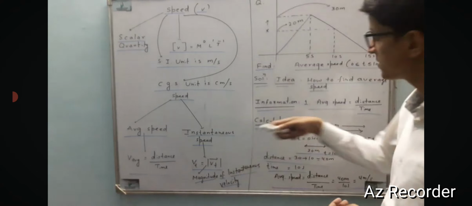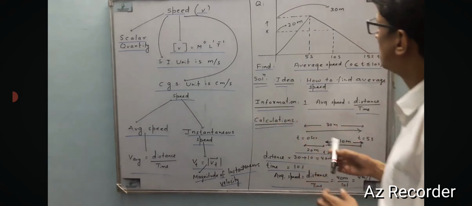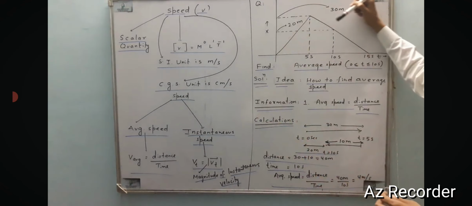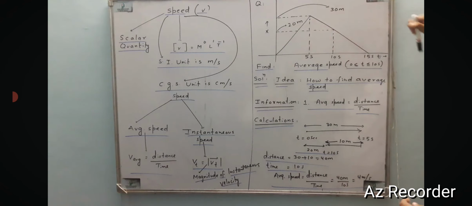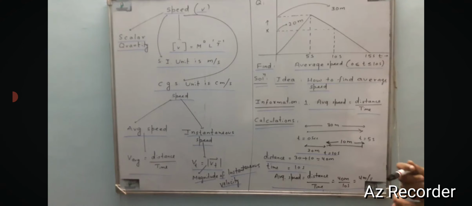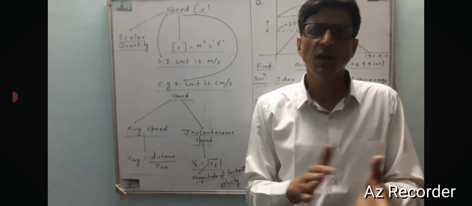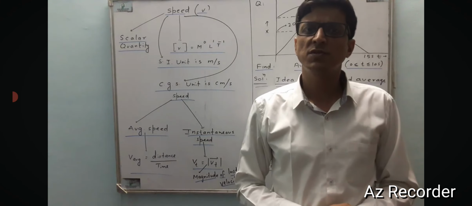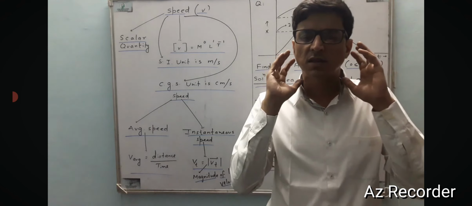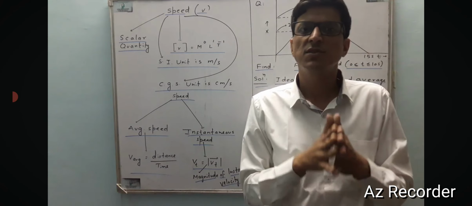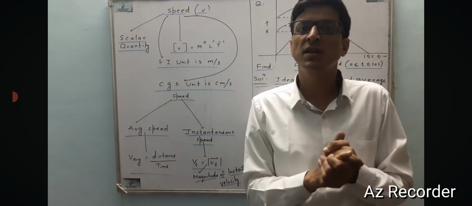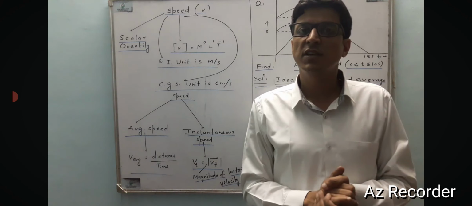So let's implement what we have learned in a question. This is the position diagram of a particle moving along the x-axis, and we need to find the average speed from the time 0 to 10 seconds. As I have already told you, whenever you solve a question or a problem, your mind follows certain processes. Just control the processes, synchronize them, and nobody can stop you from having effective problem solving skills.